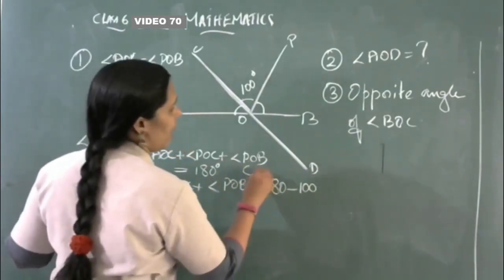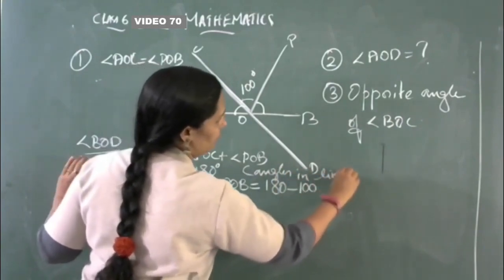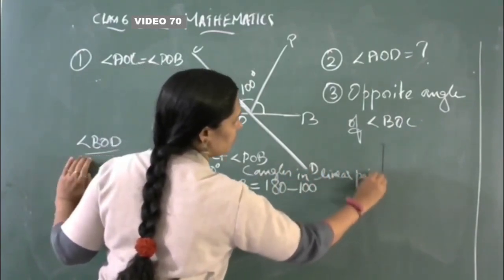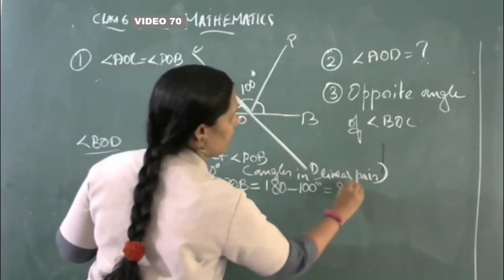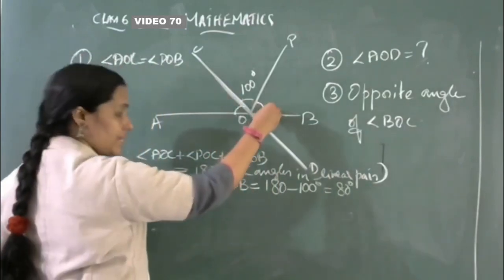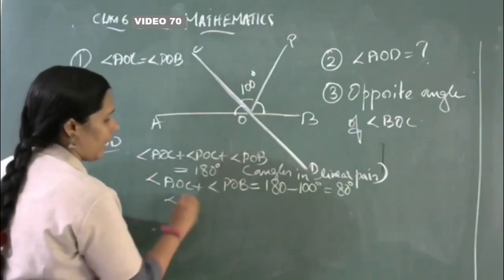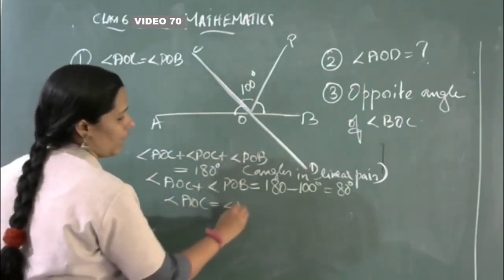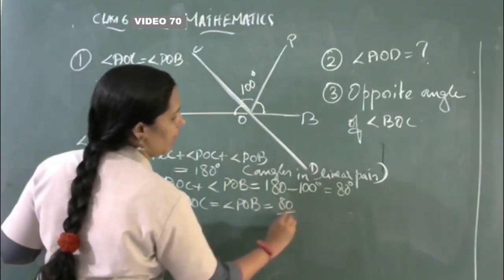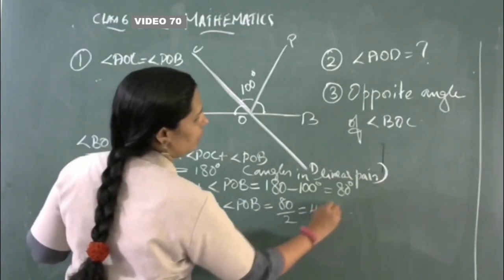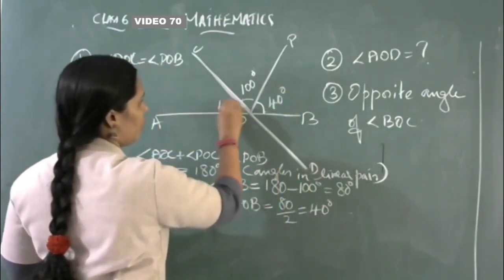The reason is angles in linear pair. You must write that, and 100 degree. So this is 80 degree. So these two angles sum is 80 degree, and these two angles are equal. Then how can we write? Yes, angle AOC is equal to angle POB is equal to 80 divided by 2, 40 degree. Now we can write here 40 degree and here also 40 degree.